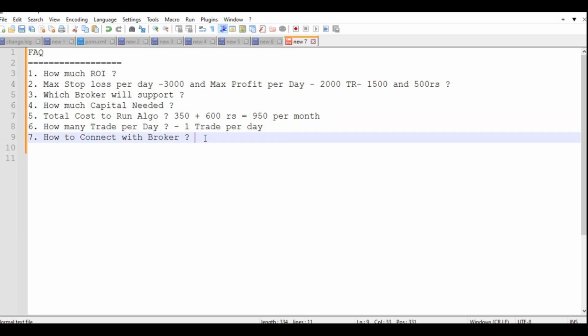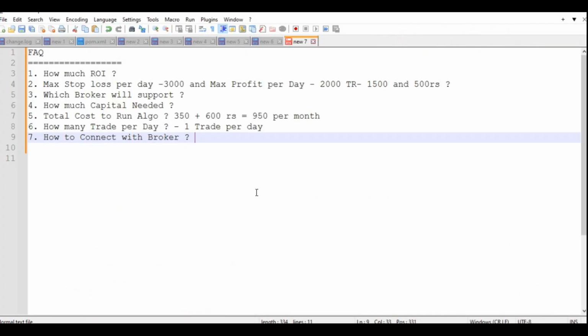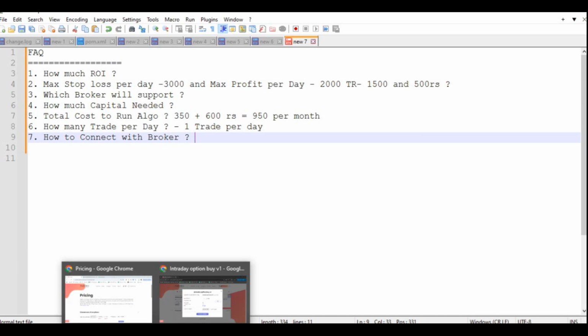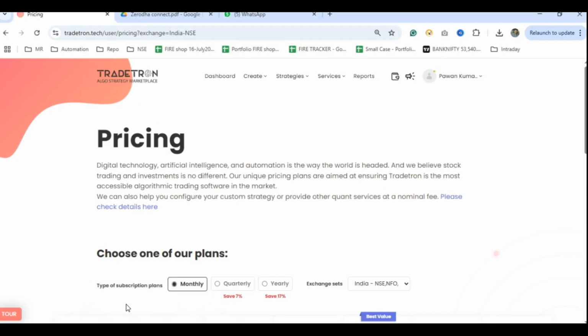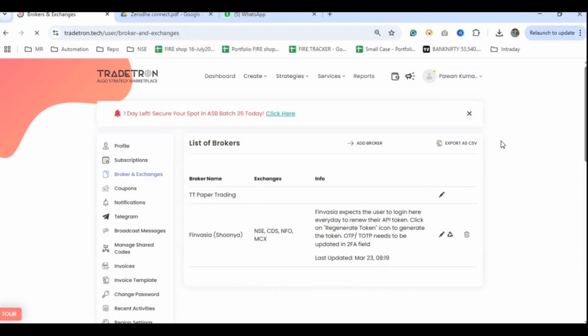So the next thing is how to connect with the broker. So I already mentioned how to connect to the broker. You just need to select the broker and follow the steps it mentions. And once the broker is selected, then what you can do is every day morning before market open, you just go to the broker. Then you need to click on this, and once you click, you see the token is generated. Now the last update is today 8 o'clock.